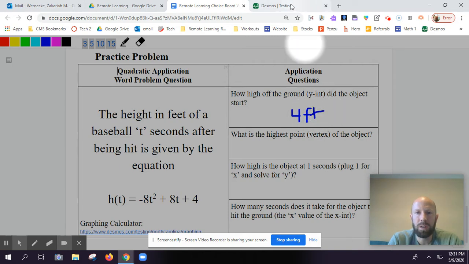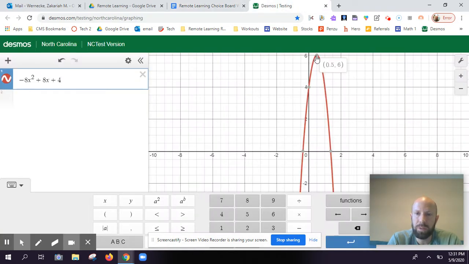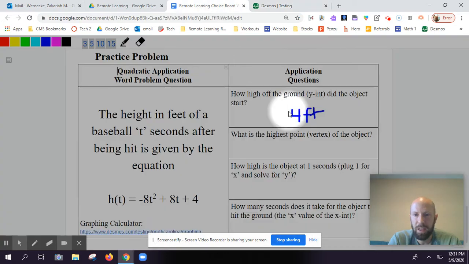The highest point of the baseball as it was thrown, you can tell that that happens to be here. The baseball is going up, and then the rest of the way it is coming down back to the ground, which is what the x-axis is here. So the height of that is 6. The 0.5 is telling you that 0.5 seconds is when it reaches its maximum height at 6 feet. So the highest point here is going to be 6 feet.